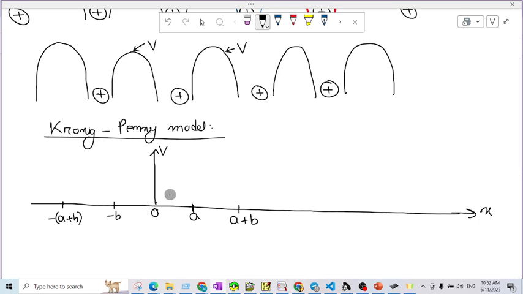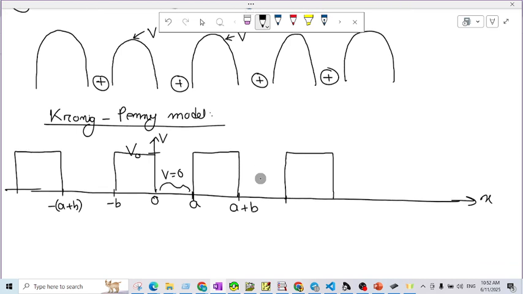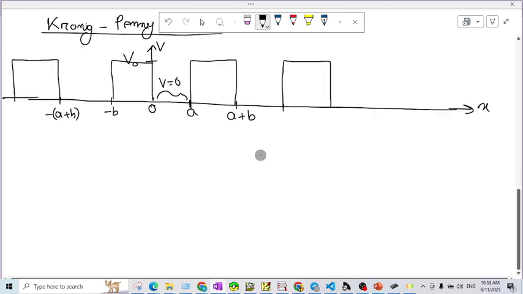At the first region, V0 will be equal to 0, that means the potential energy will be equal to 0. But from a to a plus b, the potential energy becomes V0. Then again at this point the potential energy will be 0, and again it will become V0. Similar thing happens here. This is an easy case, and we can easily apply the Schrodinger equation in this scenario. So let's apply the Schrodinger equation in this case.